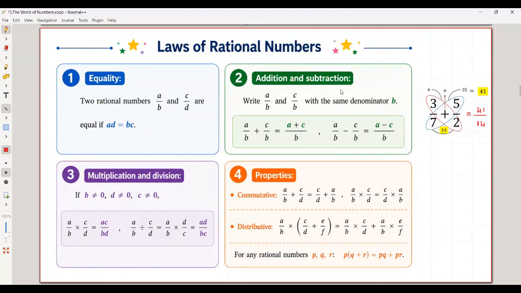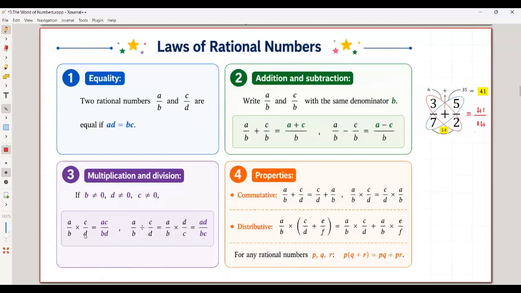Okay, if it's addition and subtraction, we have to make sure whether the denominators are equal or not equal. We have to check. If it's equal, that is easy. Otherwise, you have to make the denominators equal. Here, in multiplication and division, we need not check the denominator. So directly we can multiply the numerators, multiply the denominators, and we'll get the answer. So A by B into C by D means A into C by B into D. We'll be getting the answer.